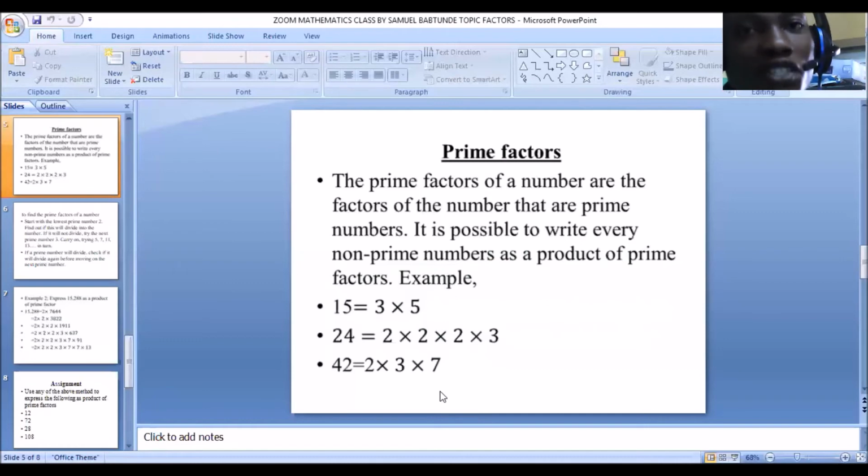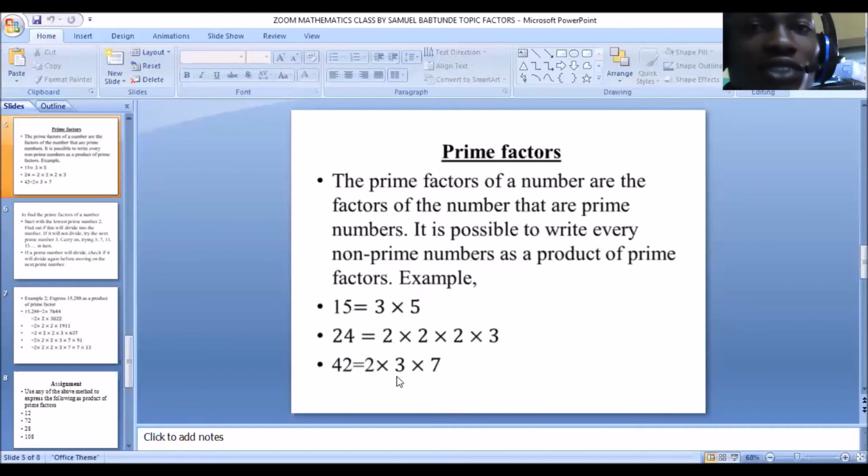So 3 will go into 21, 7 times. So I put down my 3 because 3 can go into 21. Now I check again, can 3 go into 7? No. I move to my next prime number, which is 5. Can 5 go into 7? No. I move again to my next prime number, which is 7.